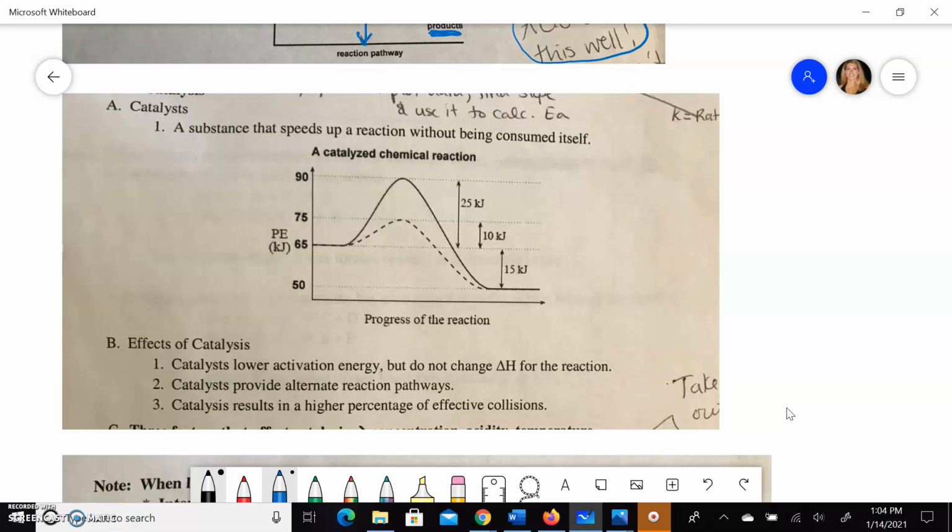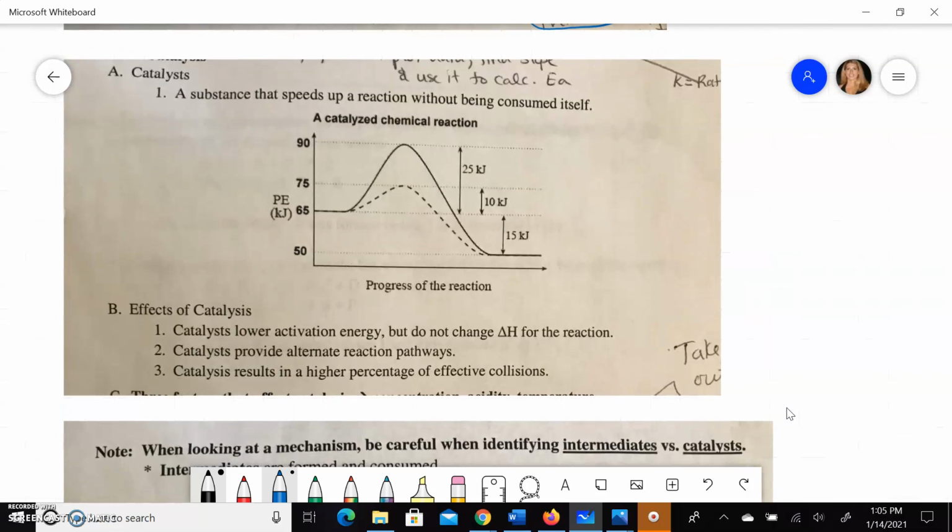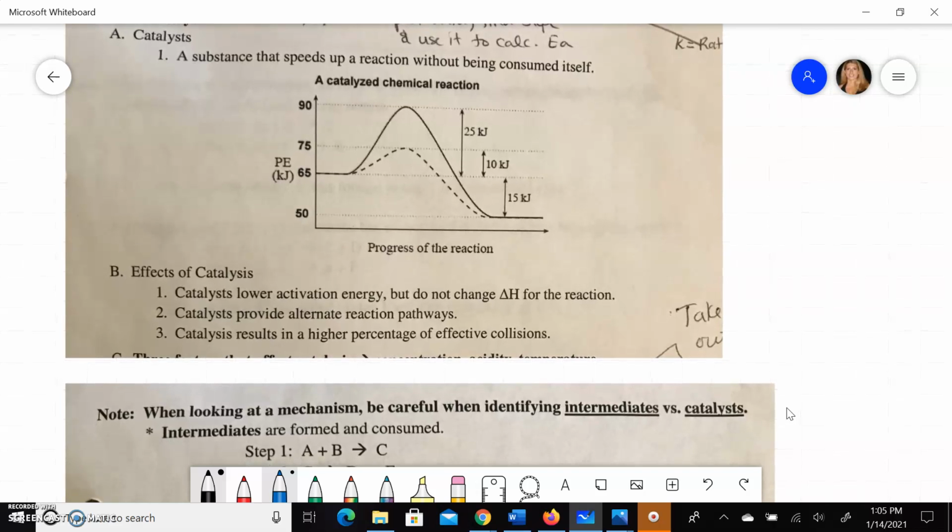We've talked about catalysts before. Catalysts are something that speed up the reaction by lowering the activation energy. So if we go back to that collision model, the particles have to have enough energy to get over the hill in order to react. So if you lower the hill, then more particles have enough energy to get over that hill, which means the reaction will go faster. These are a few things that you just want to be familiar with.